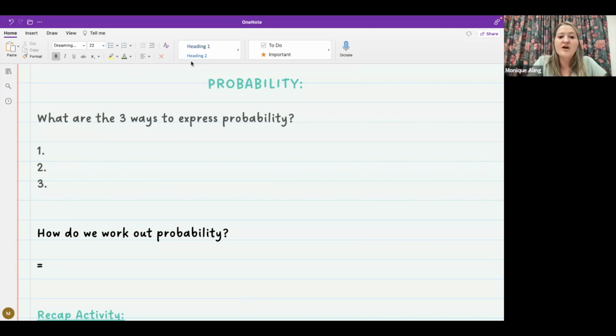How do we work out probability? Do we remember how we are working out our fractions? What kind of formula did we use? Any takers? Not a single one.